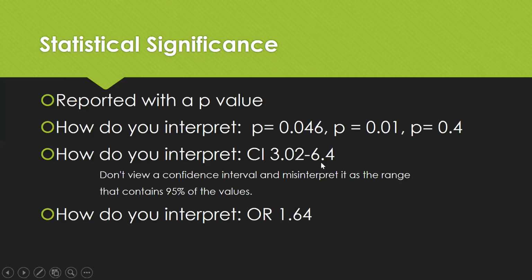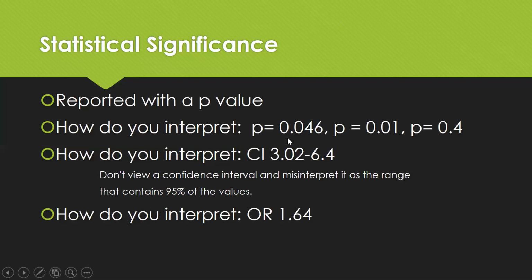So this is looking at just the opposite of here. Here we're saying our true mean falls somewhere in this range. Don't view it and misinterpret it as a range that contains 95% of all the values. That's not what it's looking at. It's asking, where is the true mean of the population?